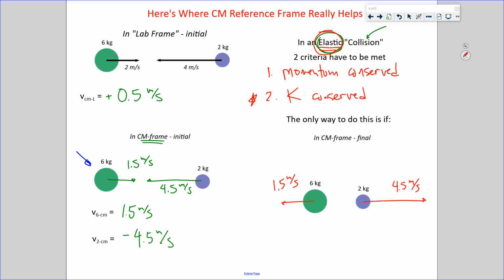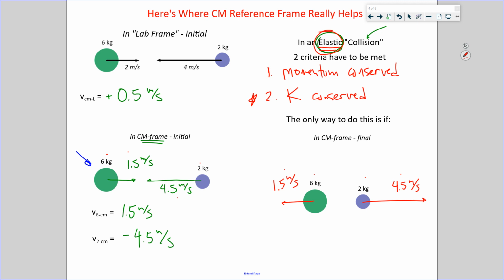There's still, if you notice, 9 units of momentum to the left and 9 units of momentum to the right. And if you were to find kinetic energy with 1/2 mv squared and 1/2 mv squared, we have the same exact numbers here and here, so you're still going to get the same exact amount of kinetic energy. And that's the only way to do it.